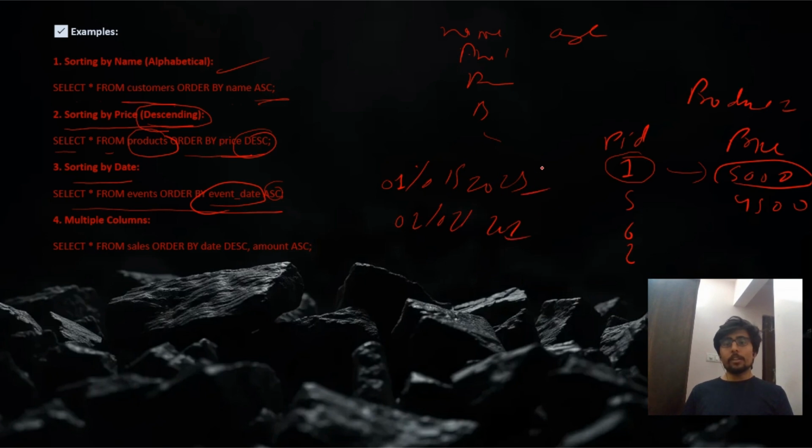So sequentially it will come. Ascending order means the lowest date will come first. I mean the lowermost date will come. So that is how it is working. And similarly for amount, this is multiple columns. Now this was for a single column only. This is for multiple columns.